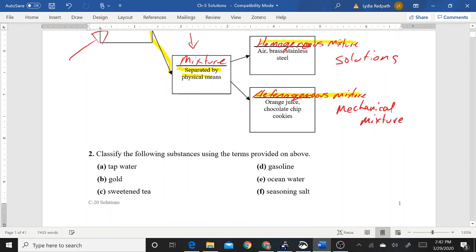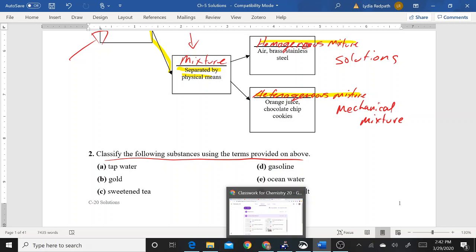Things that you can do for the next couple seconds: again, go ahead and put the video on pause, but classify the following substances using the terms provided above. So we've got tap water, gold, sweetened tea, gasoline, ocean water, and seasoning salt.